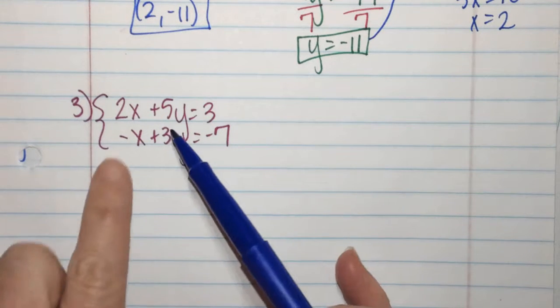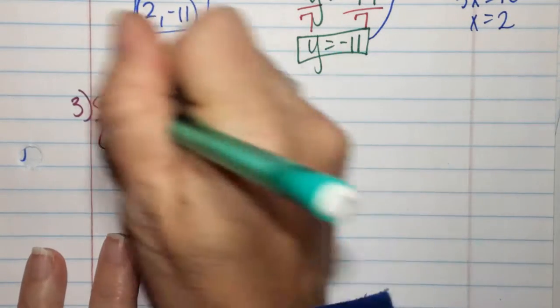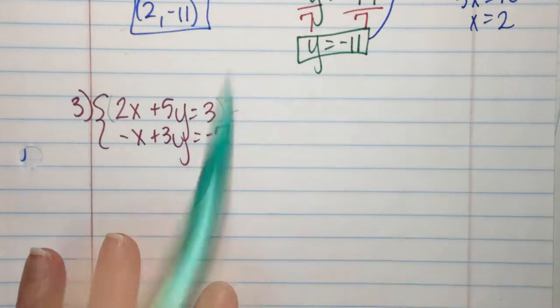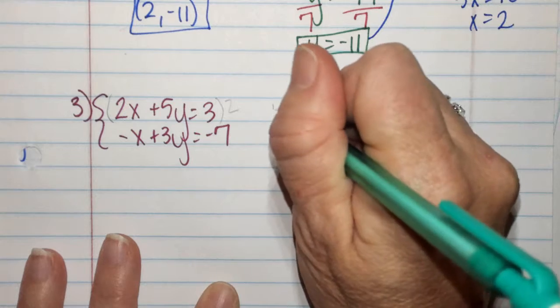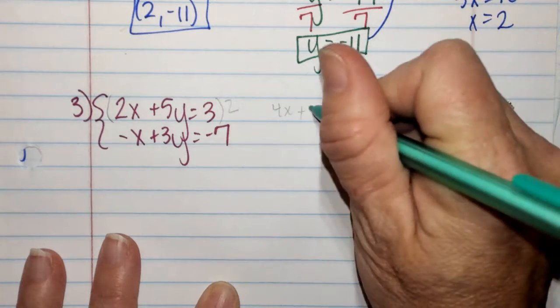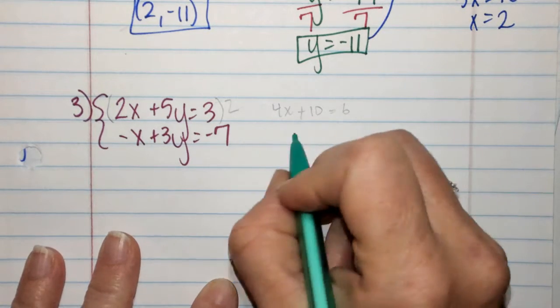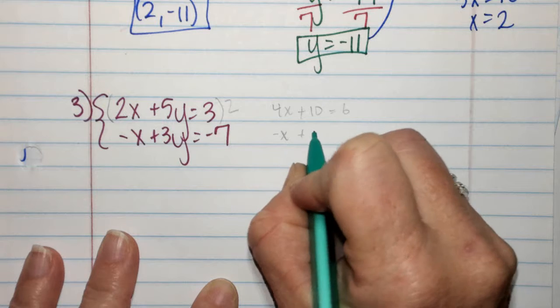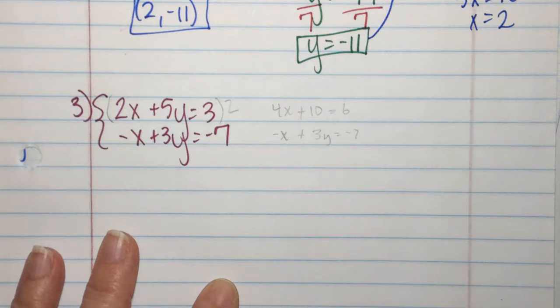Okay, so we're just doing a what if. What if we multiply this top row by 2? What happens? We get 4x plus what? 2 times 5 is 10. And 3 times 2 is 6. Did that help us? Because we'll bring down this bottom row. Does anything match now? No.